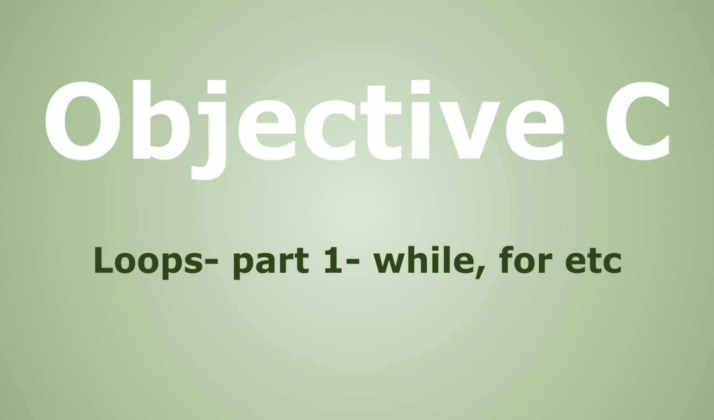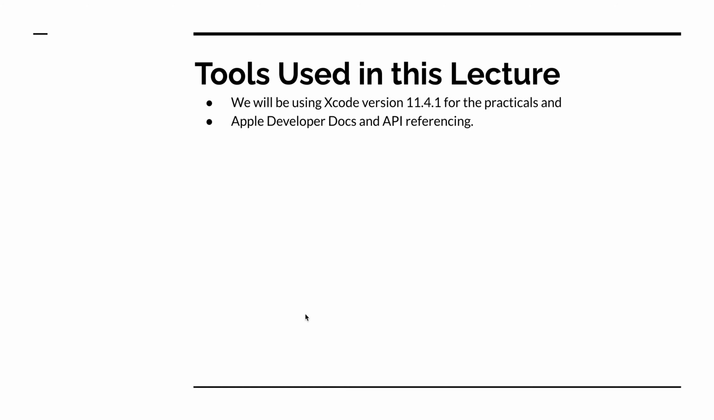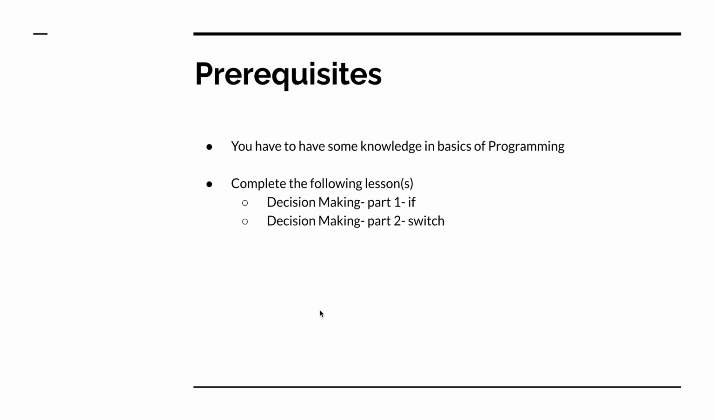Hi everyone. So the lesson is loops part 1, while and for loops under Objective C. Let's dig into the lesson. We'll be using Xcode version 11.4.1 and Apple Developer Docs and APIs for referencing.